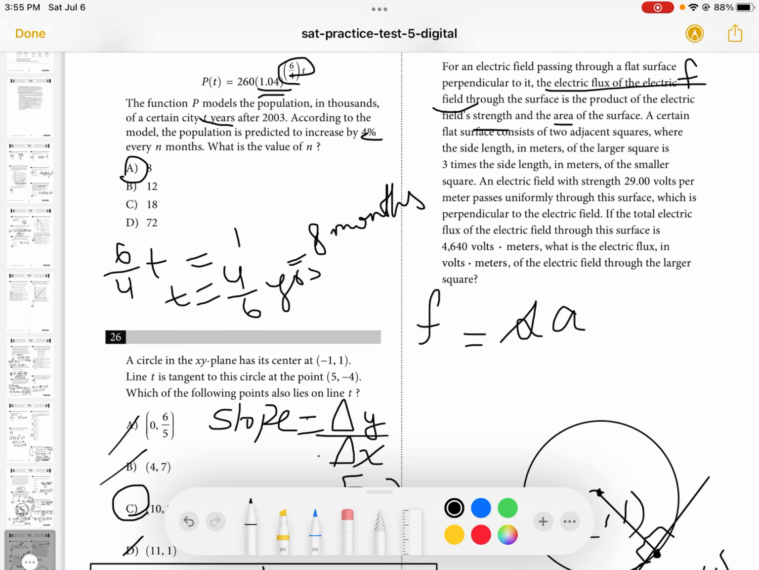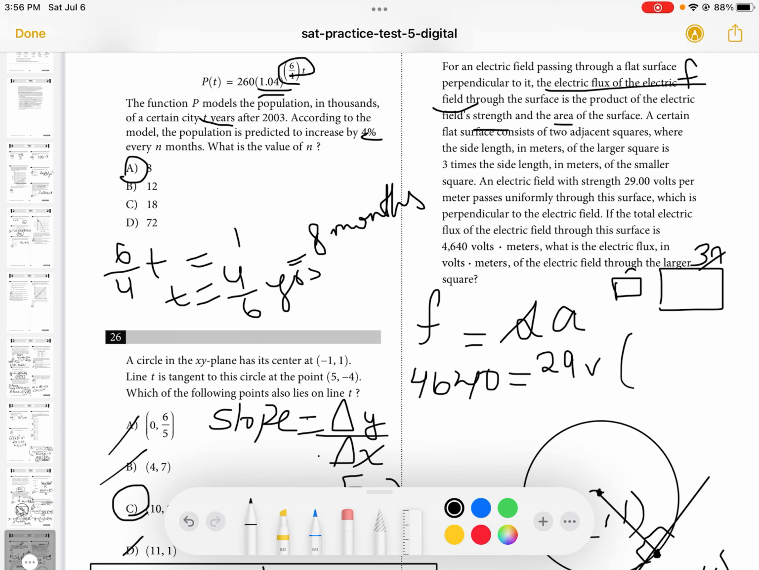Okay. So our flux is 4,640, right? And our strength is 29 volts per meter. And our area, let's write an expression for the area. So our area of the flat surface consists of two adjacent squares, right? We have the small square and the bigger square.